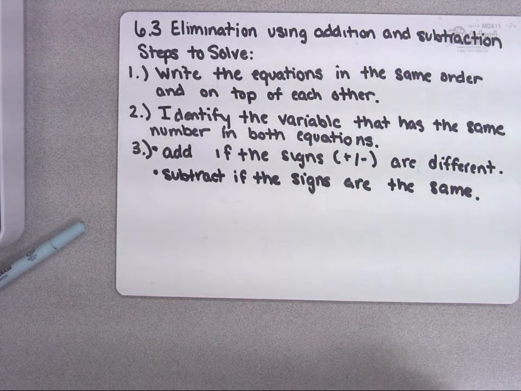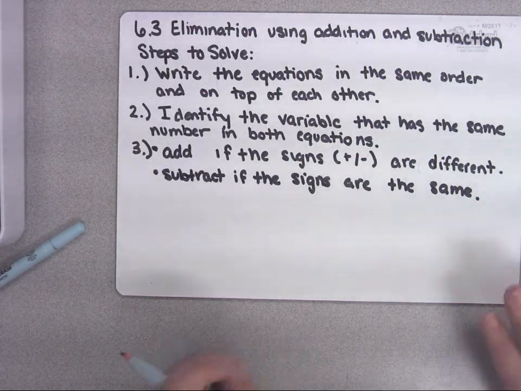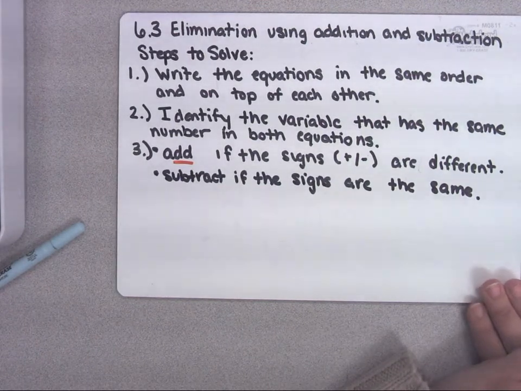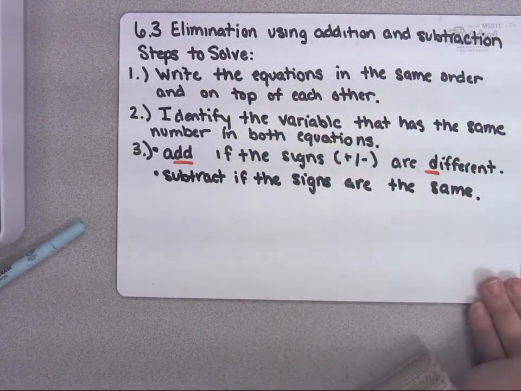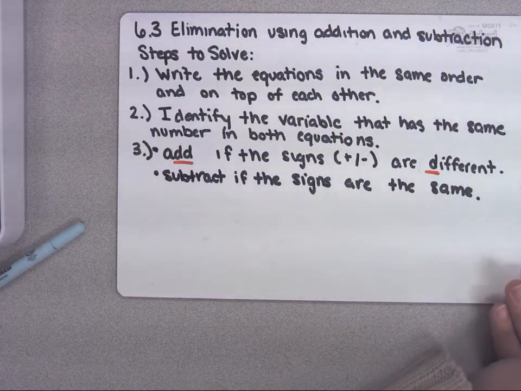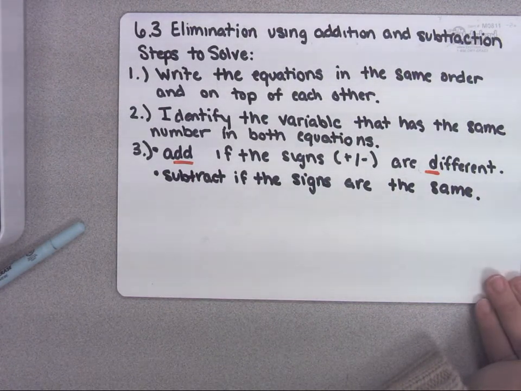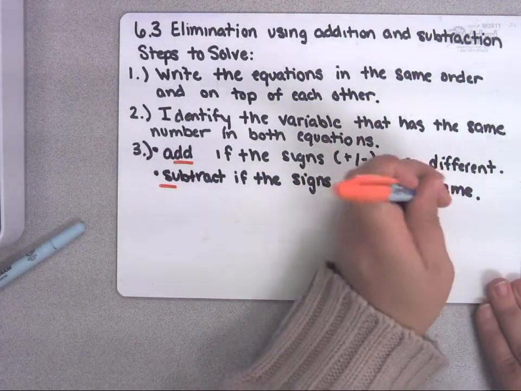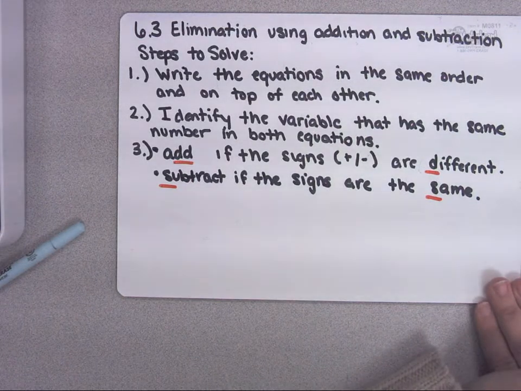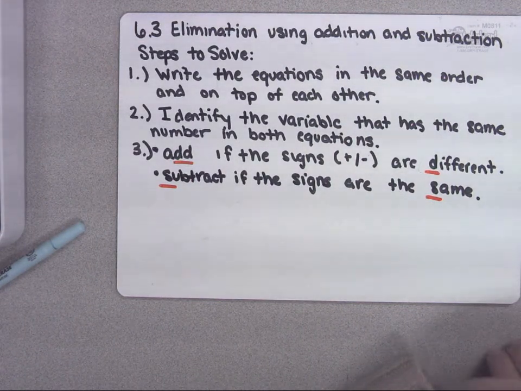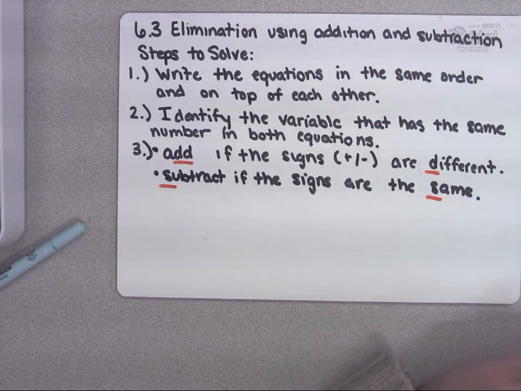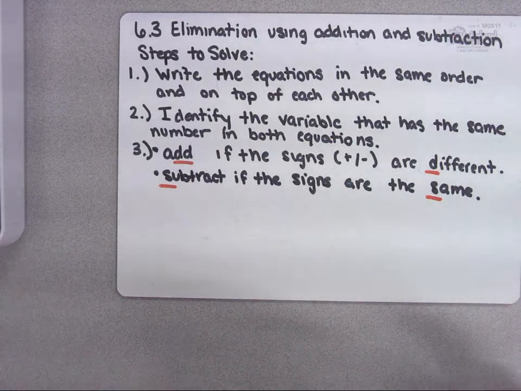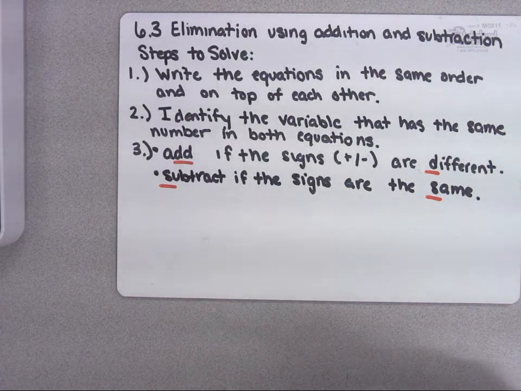So how I remember which one to do is add has the letter D in it. Actually, it has two D's in it, right? Add. D for different. Different signs, you add the equations. Subtract starts with an S. Same signs starts with an S. So if they're both positive or both negative, you're going to subtract. Okay. And stop.